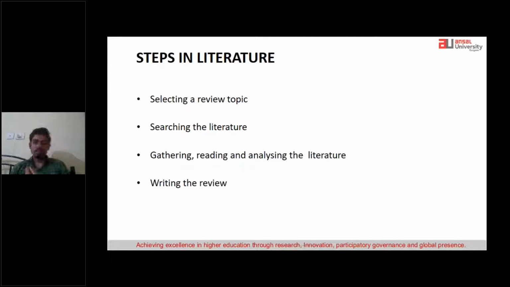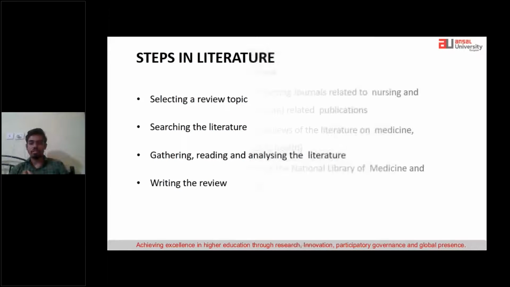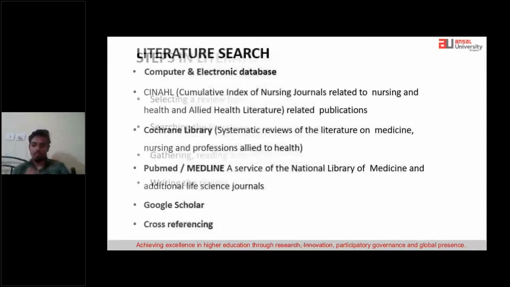The steps in the research literature review, what are all the steps involved? It is selecting a review topic, first of all, what topic you want to work on, then searching the literature, then after searching the literature, you gather the information, read and analyze the literature, and then write the review, or write the findings, whatever is present and whatever research gap is present in the literature. I will discuss how we are going to do the literature review. This is very, very important for all of us to understand.